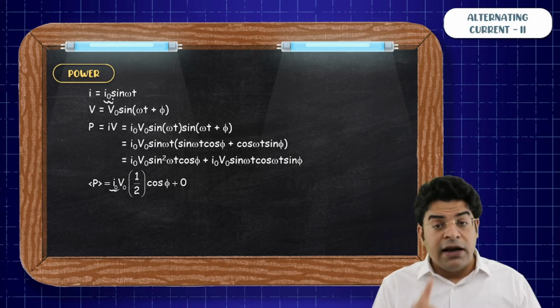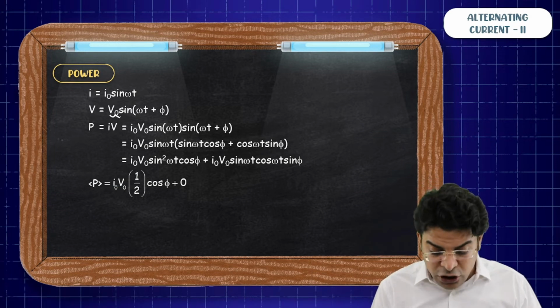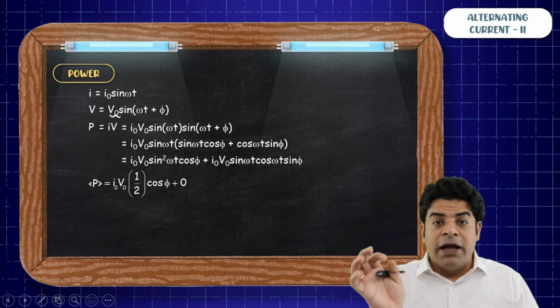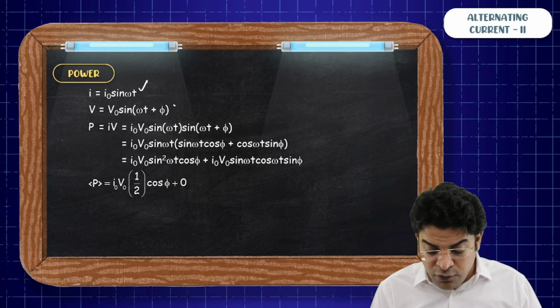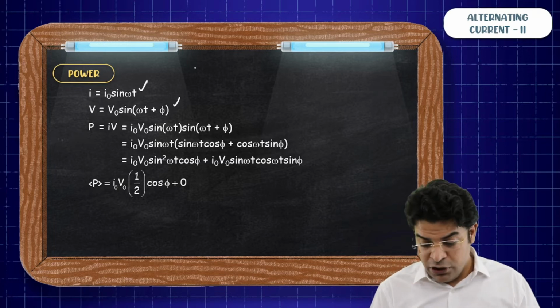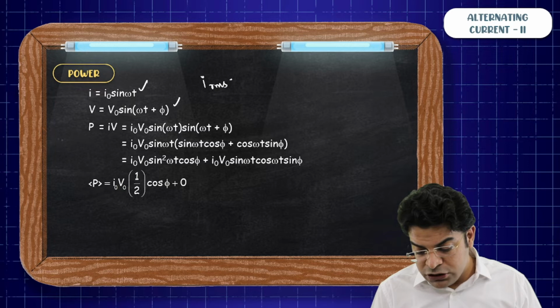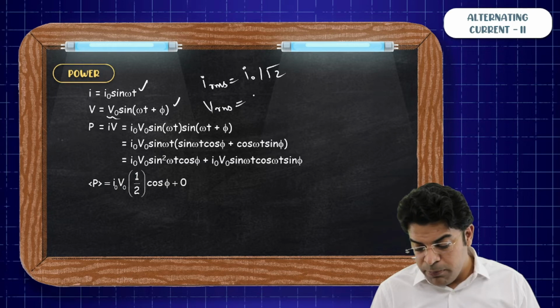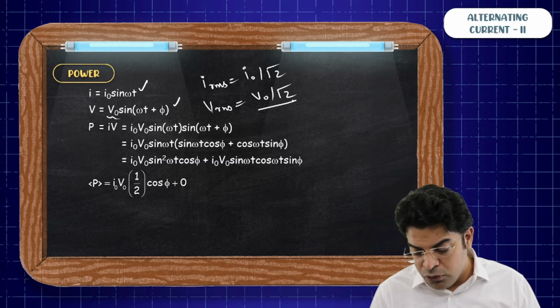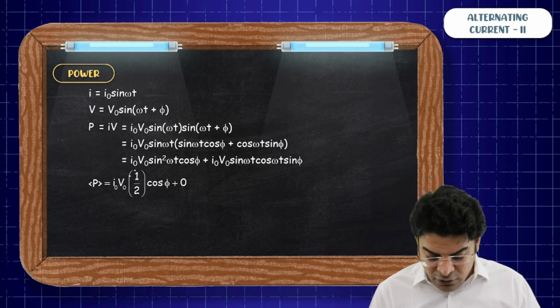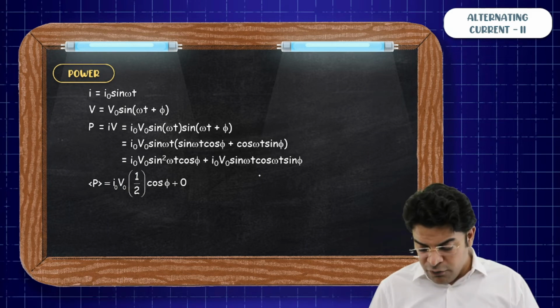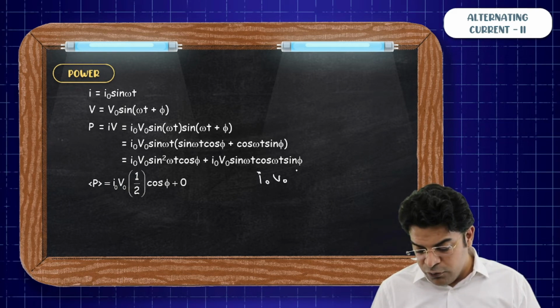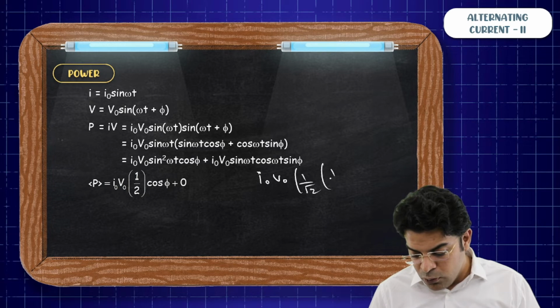Now, what is I naught? The peak current flowing through the circuit. What is V naught? The peak potential drop across the circuit. You know that for a sinusoidal function, IRMS equals the peak value of current upon root 2, and VRMS equals the peak value of potential drop upon root 2. So rather than thinking of this half as half, think of it as I naught into V naught into 1 by root 2 into 1 by root 2 multiplied by cos phi.